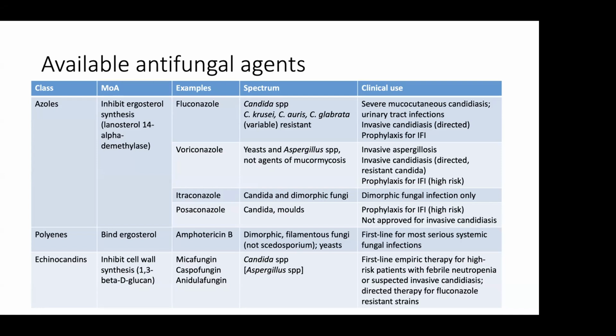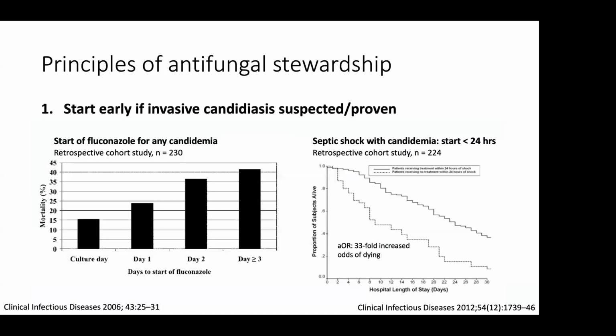Candida infections. And they're now recommended, and I'll speak about this a little bit later, as first-line empiric therapy for high-risk patients with neutropenia, and for those with suspected invasive candidiasis. And then, of course, for directed therapy against fluconazole-resistant strains like Candida auris or glabrata.